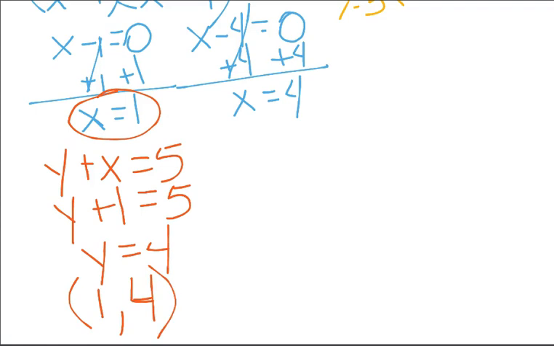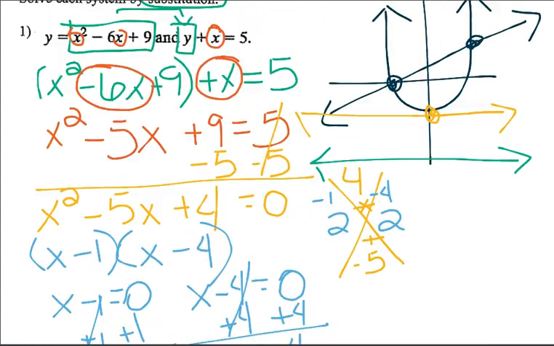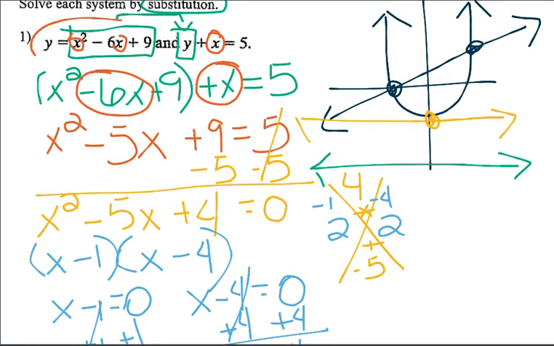That's my first solution. All right, let's plug it in for the other equation. I've got y plus 4 equals 5, which means that this y is going to be 1. So my second solution is 4, 1. So those are the 2 points that they would cross at. Now, a good way to check your answer would be to put your original equation into the y equals. You would have to minus the x to the other side, but then you could put this into the y equals.